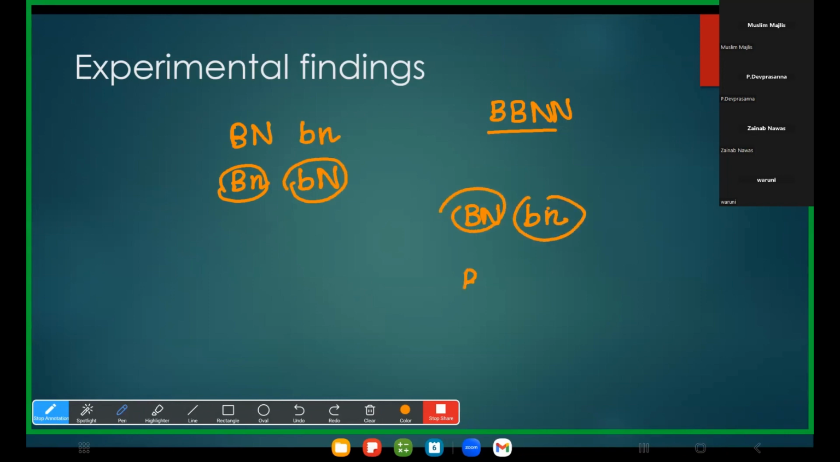either capital B, capital B, capital N, capital N, or capital B, simple B, capital N, simple N, or simple B, simple B, simple N, simple N. So this only gave three phenotypes. So why did this happen?